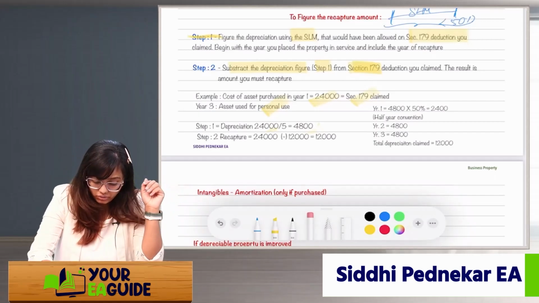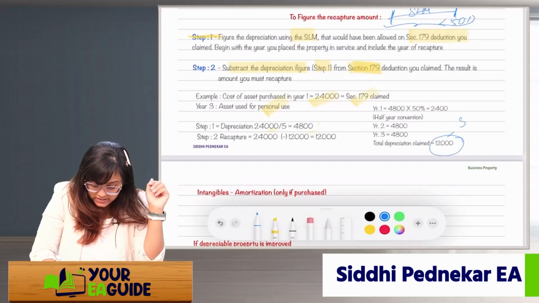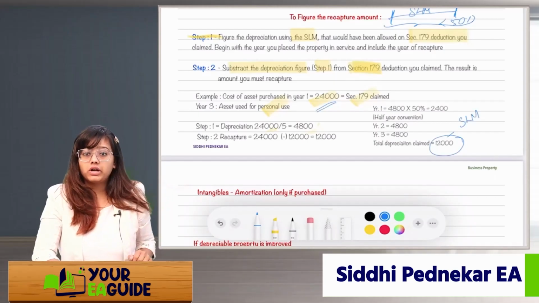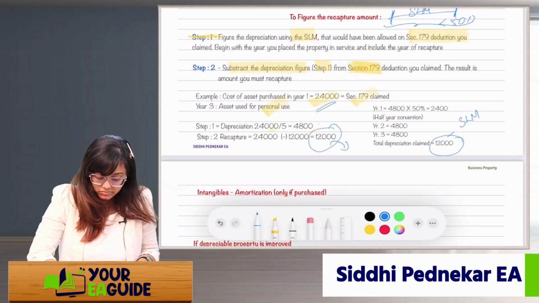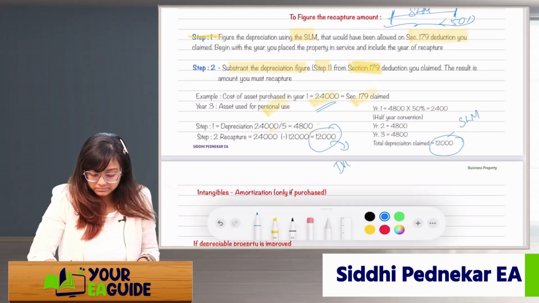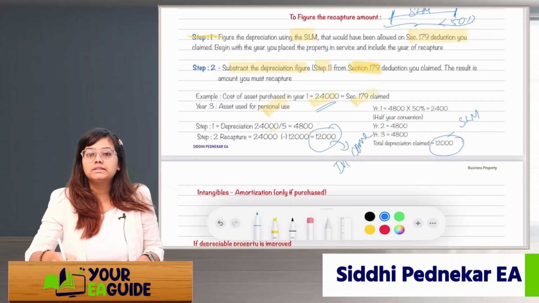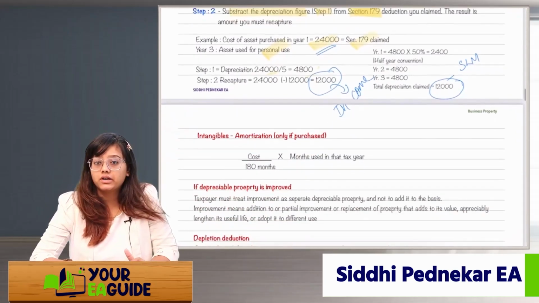So whatever is the total, this is as per the SLM method. But actually we have claimed the whole 24,000. So whatever is the difference, 24 minus 12, this 12,000 will be recaptured, means added back to the income. Okay, got it guys? So this was simply about the recapture rule in case of 179 deduction.